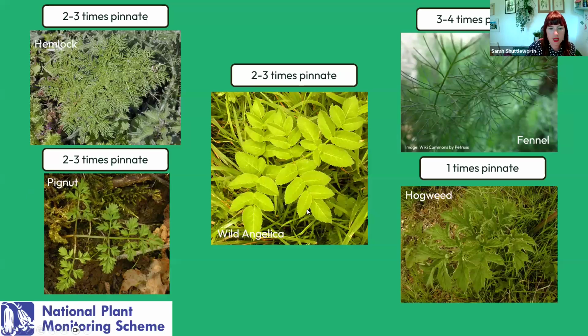But if we try it in real time, we can see here that we've got the 0, 1, 2, and then some of these are divided right down to the midrib and some aren't. So that's why they're saying it's 2 to 3 times pinnate. Whereas something like the hemlock, you'd probably find this particular one was definitely 3 times pinnate. Something like the hogweed, you've got the 0 and the 1, and then these look like they're another division, but again, they're not properly going down all the way to the midrib, so it is only 1 times pinnate. And with hogweed, there's quite a lot of variation in the leaves as well.